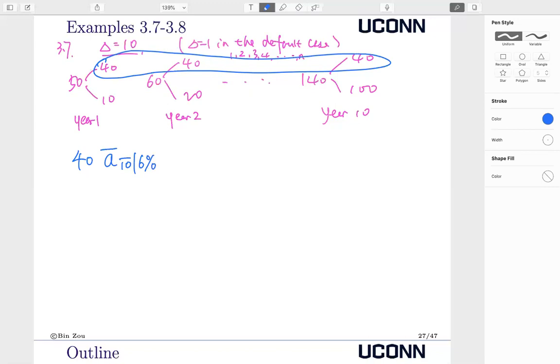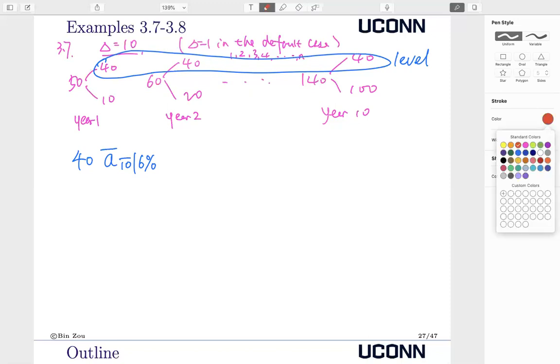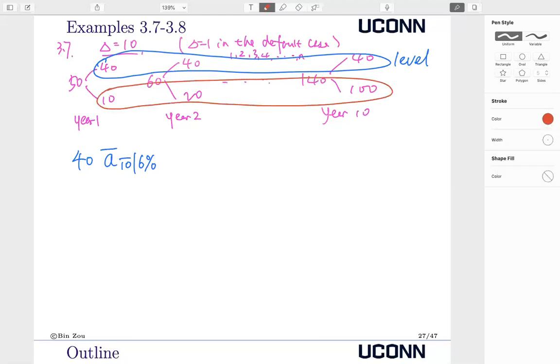This is a level annuity. The payment rate is $40 each year. So it's a level continuously payable annuity for 10 years. But the bottom one is not. It's 10, 20, and so on, which means I should factor out the 10. Then it's an increasing continuously payable annuity, also for 10 years. The interest rate is also 6%, and then you apply whatever formula you have.